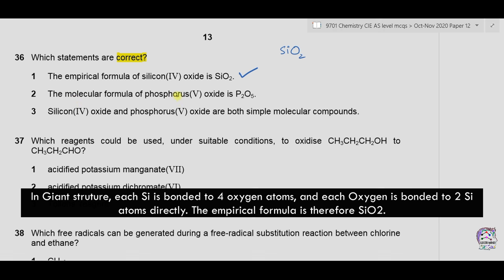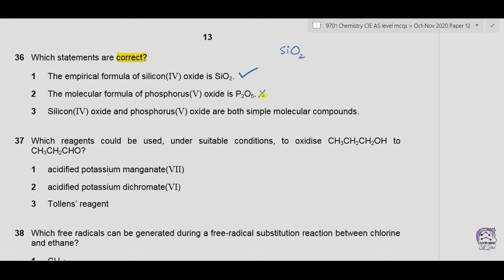Option 2. The molecular formula of phosphorus 5 oxide is P2O5. This is incorrect because P2O5 is the empirical formula of phosphorus 5 oxide. The molecular formula is P4O10. Option 3. Silicon 4 oxide and phosphorus 5 oxide are both simple molecular compounds. This is true for phosphorus 5 oxide, but silicon 4 oxide is a giant molecular structure. So 3 is incorrect. As option 1 is only correct, so therefore answer is D.